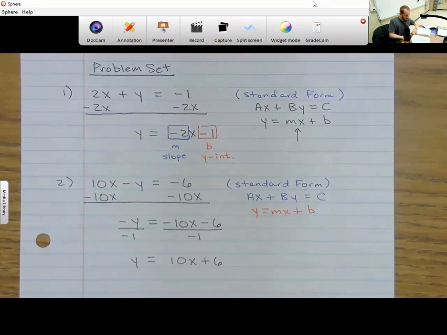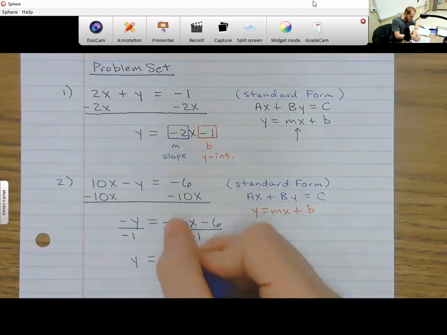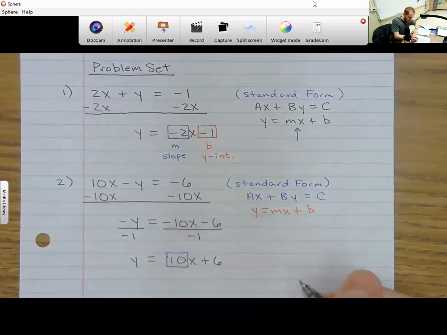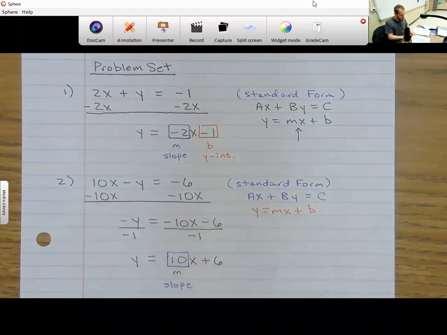So now, what's my slope and what's my y-intercept? Well, the slope is always in front of the x, right? Or attached to the x in some way. That's going to be the 10. So I'm going to put that in the blue box. This is my m, or otherwise known as my slope. So that's what m is. M equals 10.